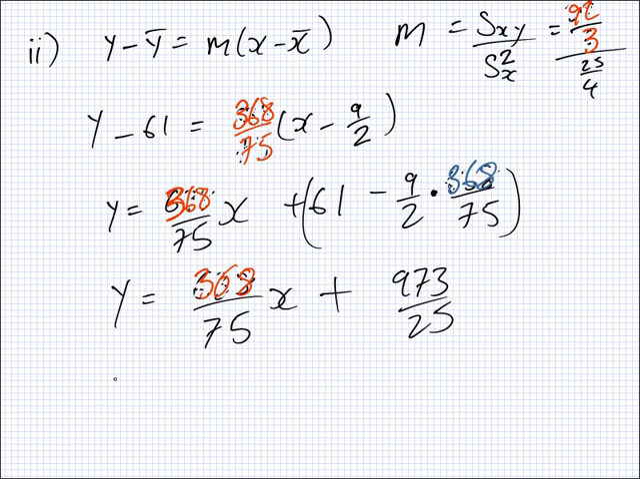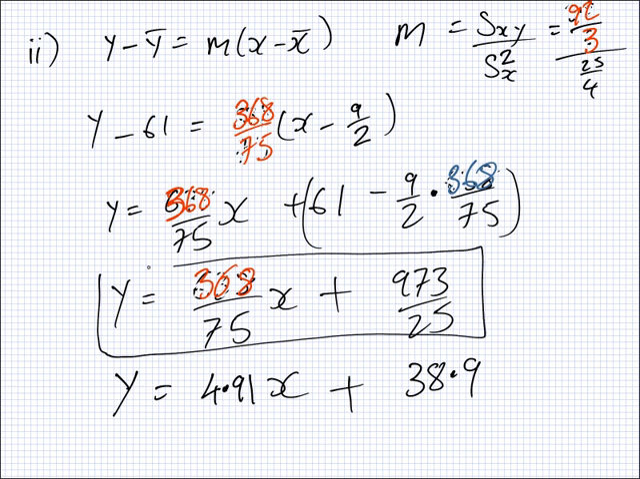Can we put these as decimals for the final answer? Y equals 368 over 75, please. 4.91. And then, what's this? 38.92. Yeah? Correct. They accept either the decimal or the fraction here. So, yeah, that's more accurate.